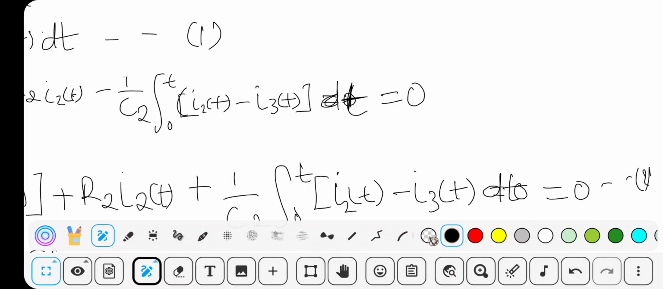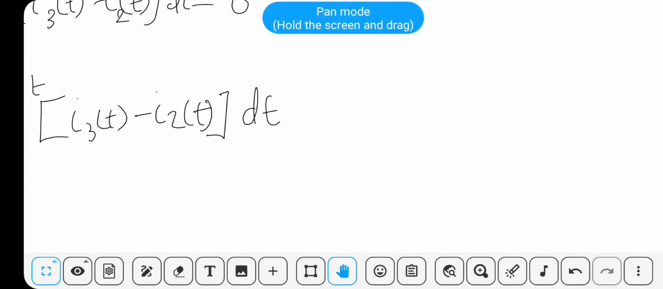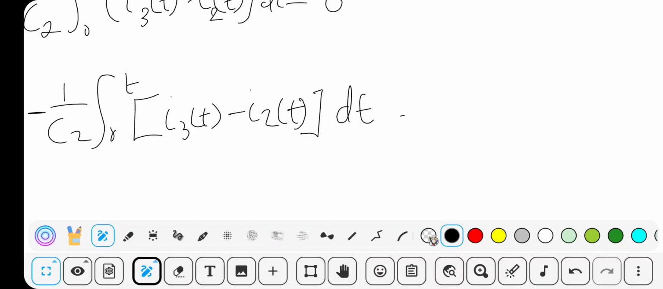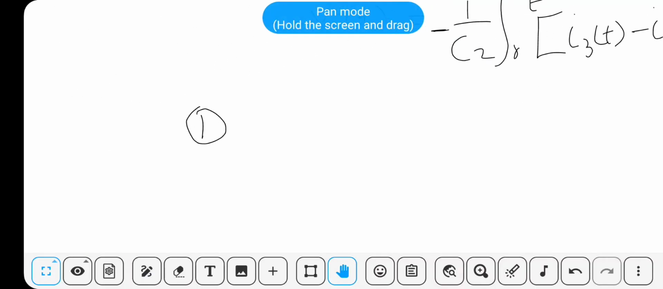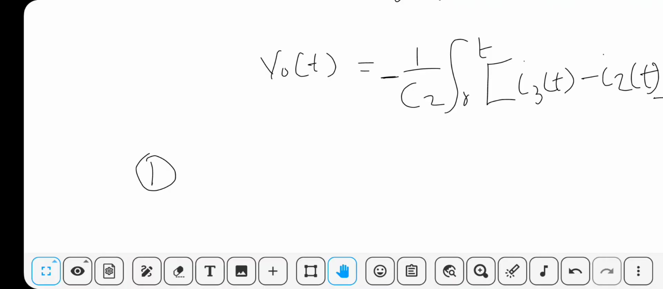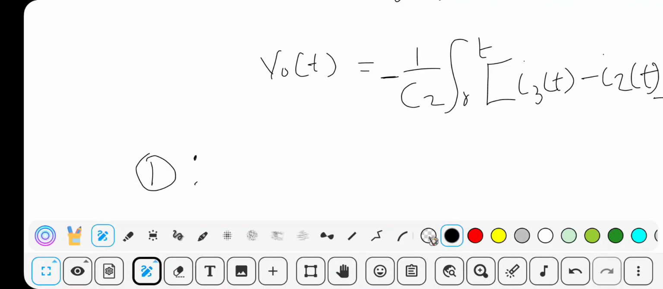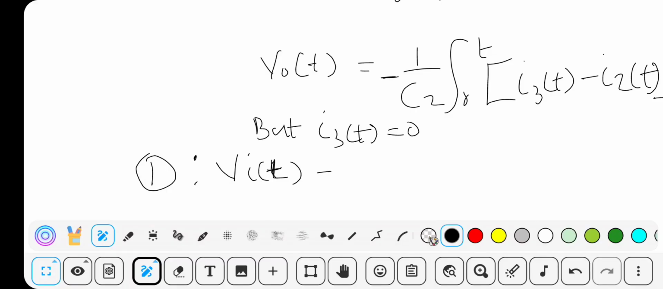Equation 2, and equation 3. So for equation 1, it does not change since there is no I3 there, but I3 of t is equal to 0. So equation 1 remains the same.